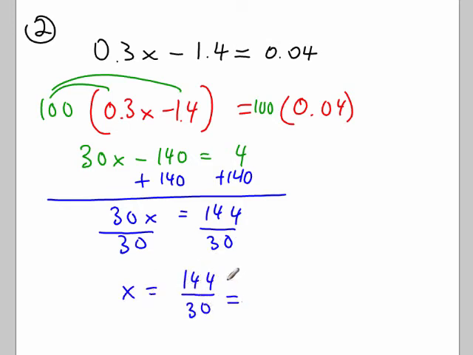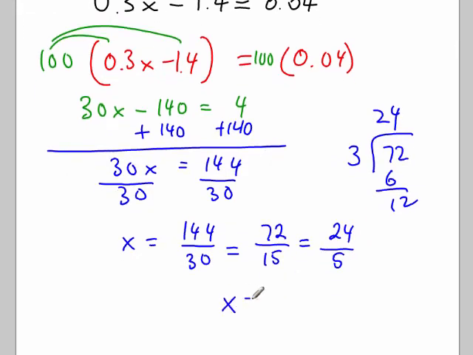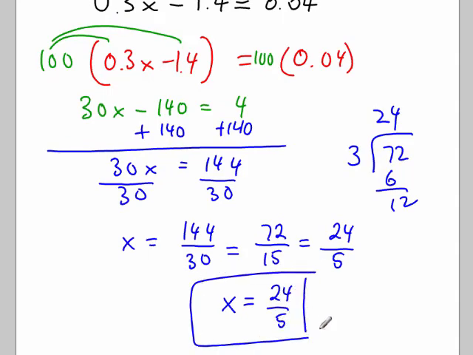You can divide top and bottom by 2 for sure, 72 over 15. And then I think we can divide top and bottom by 3. 3 goes into 72, doesn't it? Yes, it does. 24 times and 5 times. And so my solution is x equals 24 over 5.